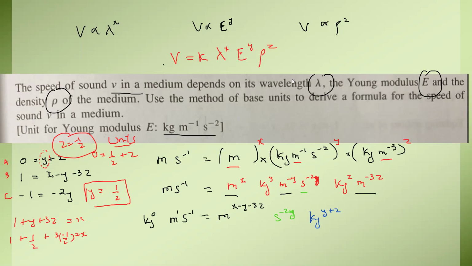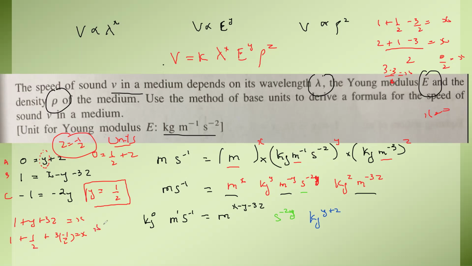So this will be 1 plus half and minus 3 by 2 is equal to x. So if I take 2 as an LCM, this will be 2, 1 and minus 3 is equal to x. This will be 3 minus 3 divided by 2 is equal to x. So x is 0, because 3 minus 3 is 0, so 0 by 2 is 0. So the value of x is 0.